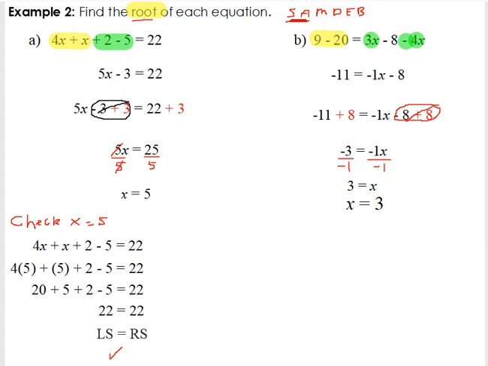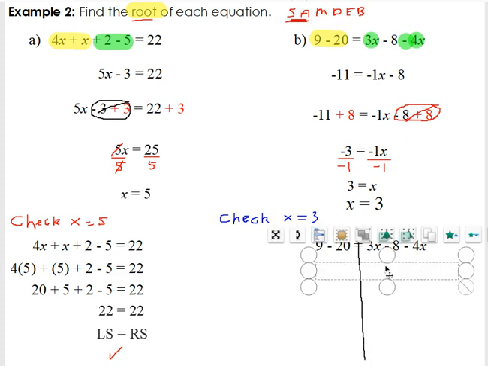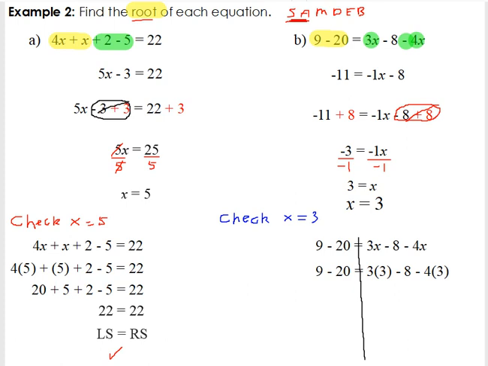Okay, let's go ahead and check this one just to see. We're going to check x equals 3 for this one. We first start off by writing the original equation, the very first one, this top one there. Now we're going to sub in x equals 3. So when I draw my line like that, on the right side, instead of 3x, it'll be 3 times 3, take away 8, minus 4. Instead of 4x, it's going to be 4 times 3.